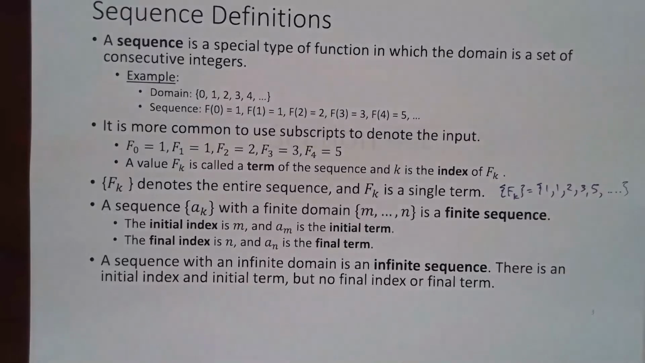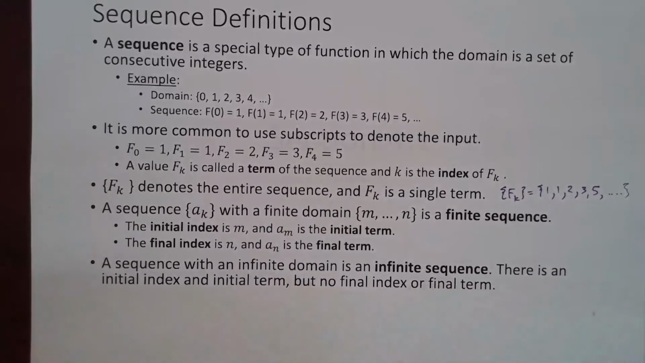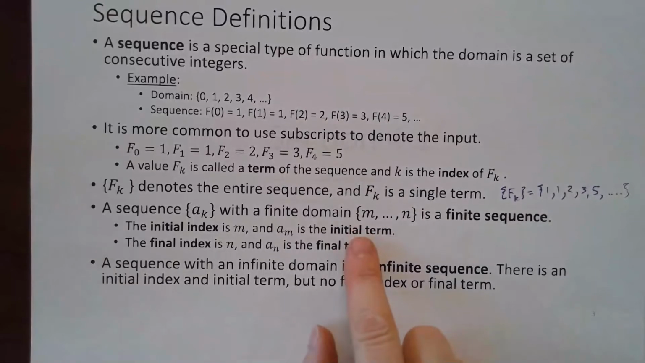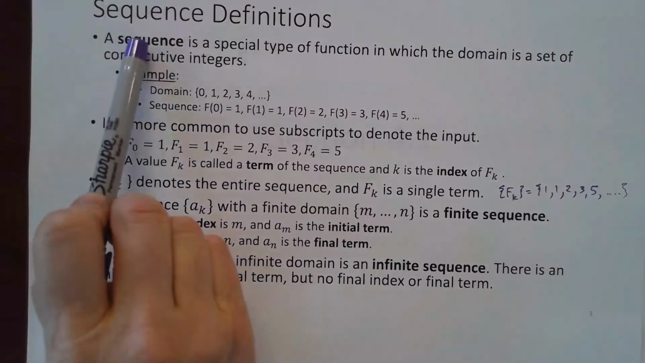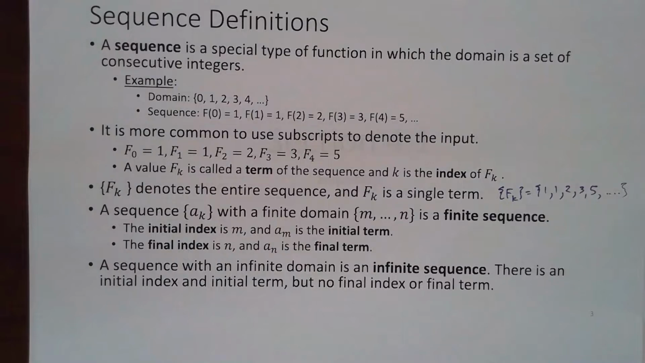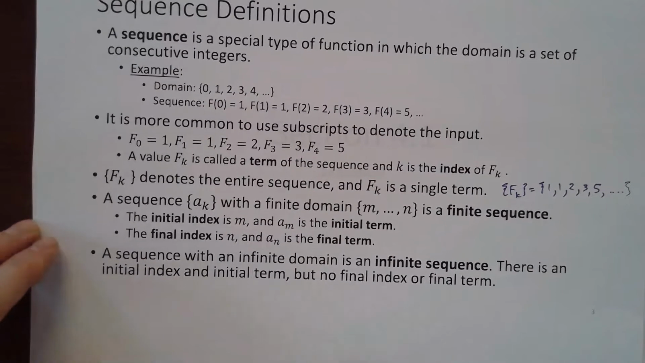And of course, a lot of times we're talking about infinite sequences that start somewhere, but they just keep going on and on and on forever. So if you have an infinite domain, you will have an infinite sequence. Of course there's an initial term, but there is no final term. So you've probably seen the term sequences before. You might not have seen it written out in function notation, but you've probably seen it in subscript notation. And you probably have the idea of what finite and infinite sequences are. Okay.